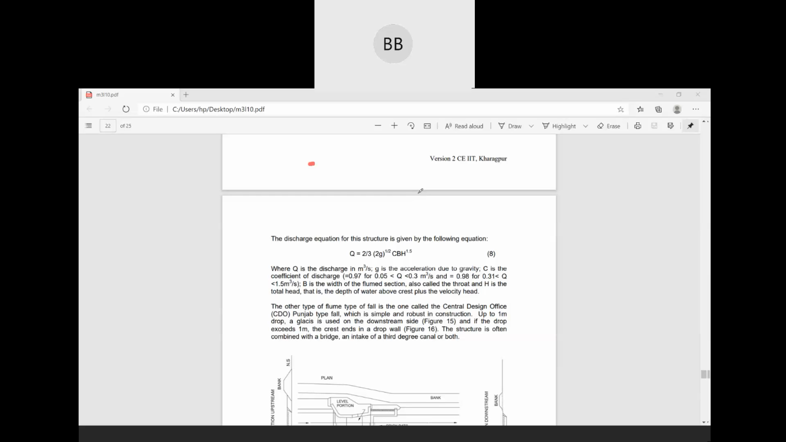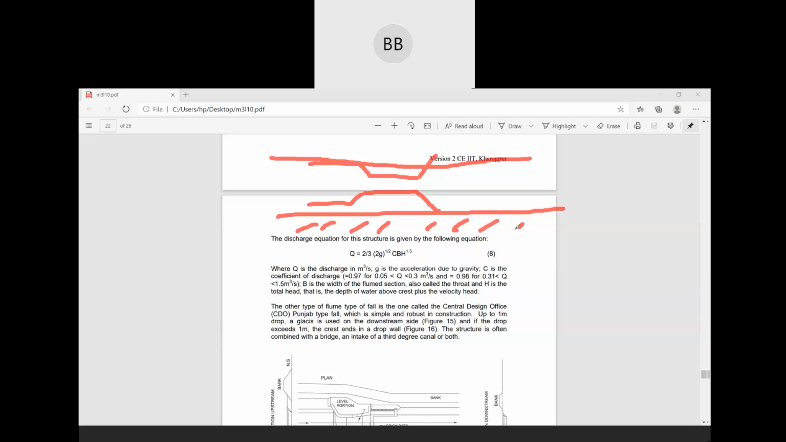Conversion, then there will be a throat. Then again, you have a diversion. If this is the channel boundary, we can place that in between the channel, and we can measure the discharge using this equation. So you can write down this equation. This equation is for flume.